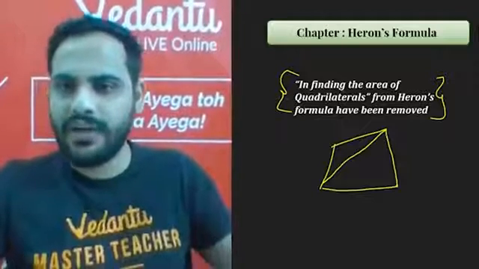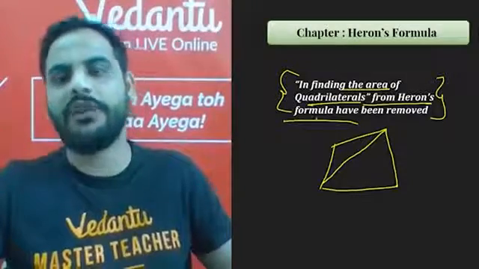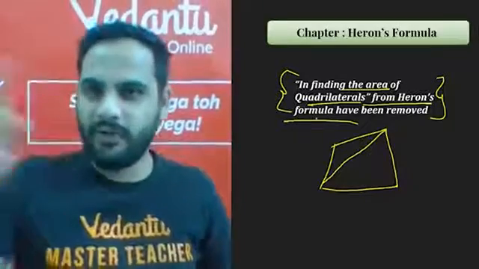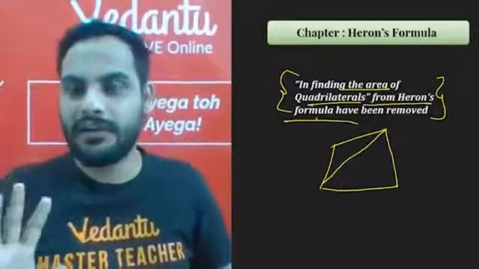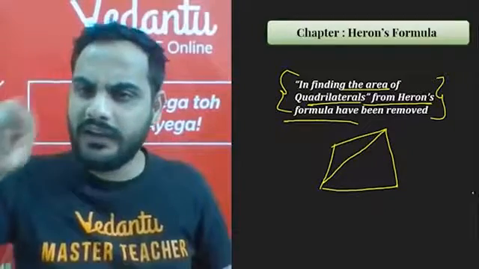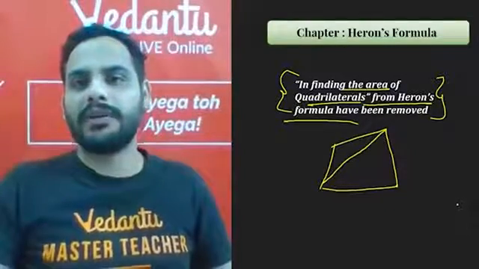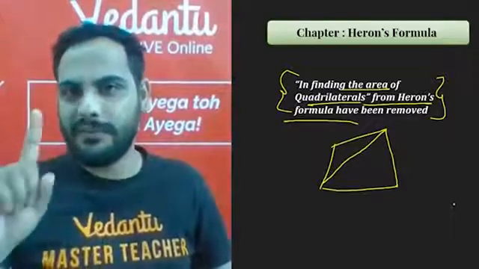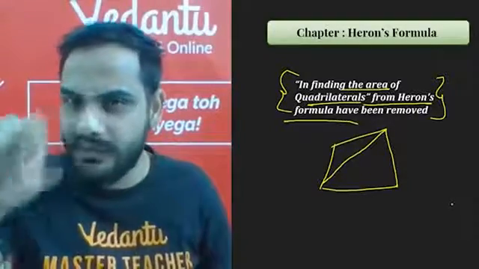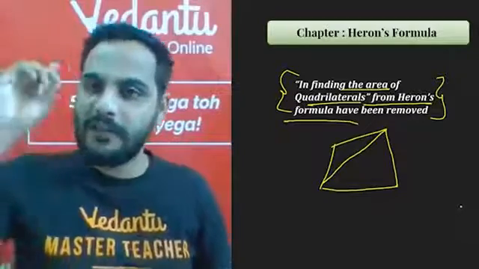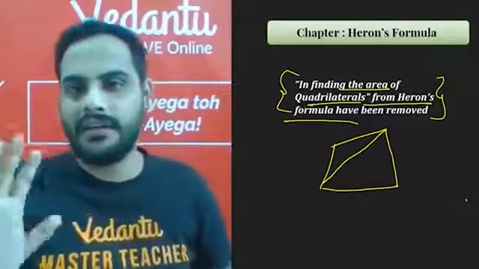Only finding out the area of a quadrilateral using Heron's formula has been removed. Area of trapezium, whatever else is there, that part is still over there. Nothing else. Okay, so remember this thing. Only the part which is given here has been removed. That means area of trapezium is still there in that part.